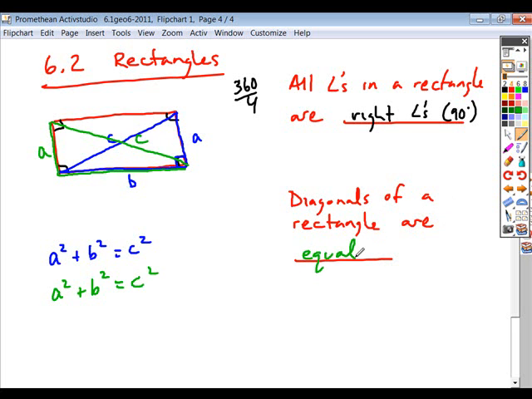Okay, so there's no other parallelogram that has equal diagonals. If it has equal diagonals, you're dealing with a rectangle. Okay. So would a square have equal diagonals? Yes, because a square is also considered a rectangle. Okay, now, are there any other quadrilaterals that might have equal diagonals?